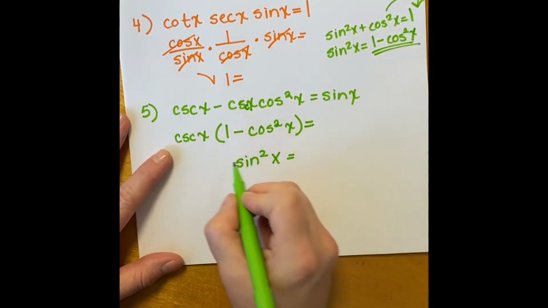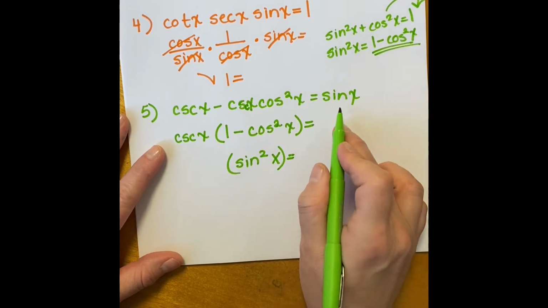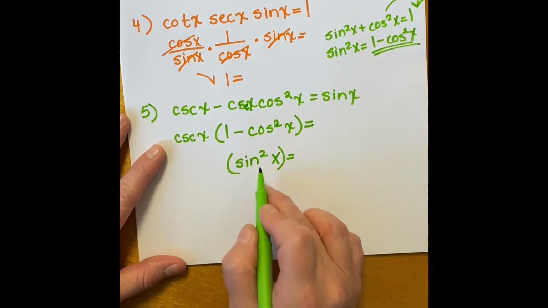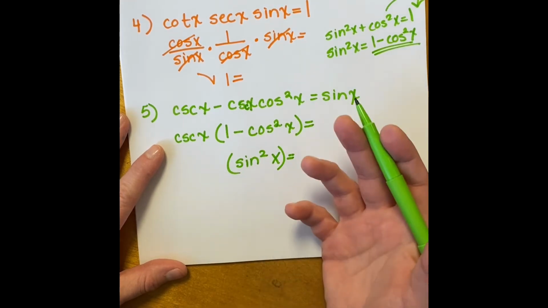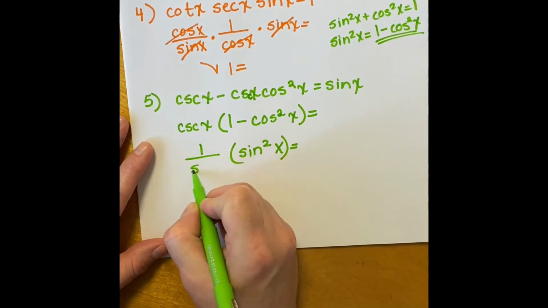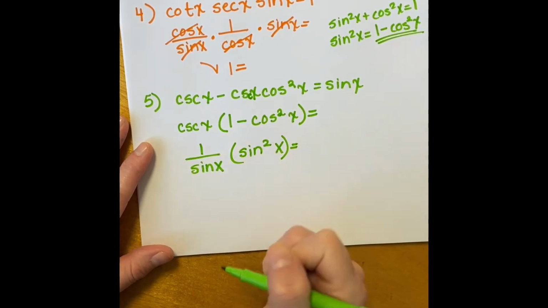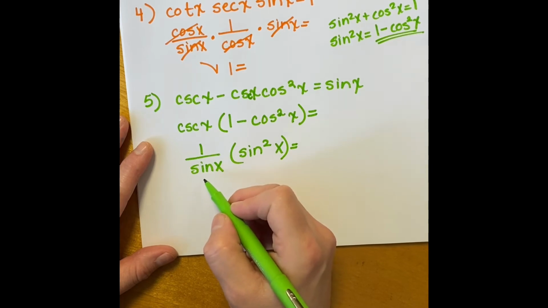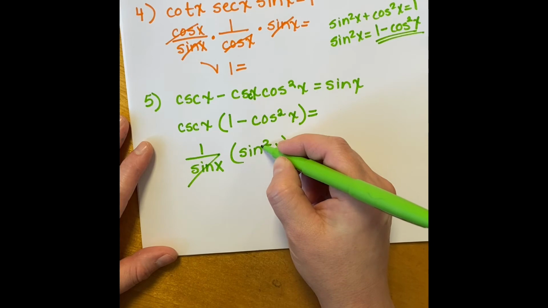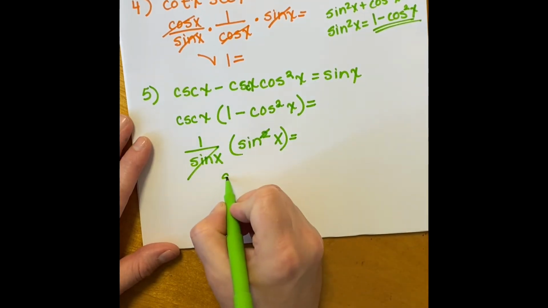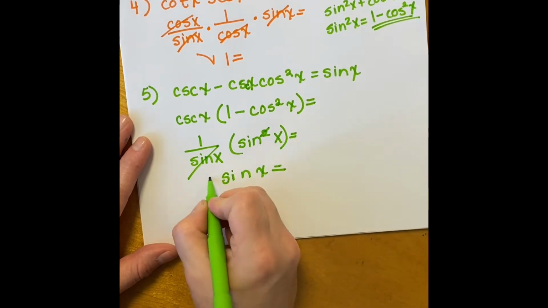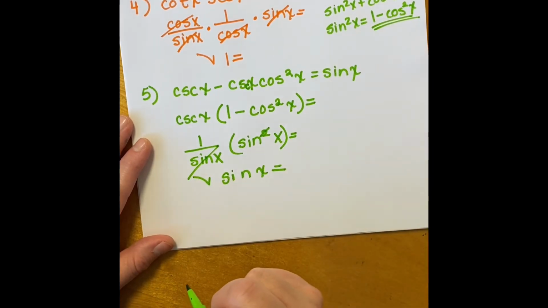We still have this. It's not going anywhere. I only want 1 sine, and right now I have 2 and cosecant. I need one of these to go away. What do we know about cosecant? Cosecant is the reciprocal of sine. Well, you have a sine in the denominator and 2 sines in the numerator. So this is going to cancel out one of your sines. And you're left with the sine of x, which is what you want. Okay?